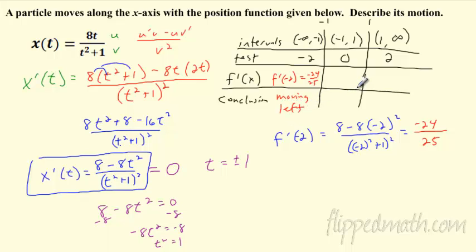So the same idea we were just doing, but now I'm talking about motion. What's happening at negative 1? Well, it's not moving. That's a critical point, so it's not moving. So you could even say that instead of max or mins, we can say it's not moving.